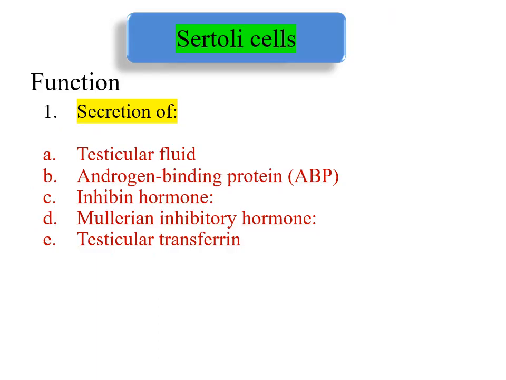What is the function of the Sertoli cell? It forms the testicular fluid, and it has androgen binding protein to bind to testosterone to deliver this testosterone into the testicular fluid. It has inhibin hormone, which has a negative effect on FSH. It has Mullerian inhibiting hormone, which acts during intrauterine life to inhibit the Mullerian tubes from changing this baby into a female. It has testicular transferrin.